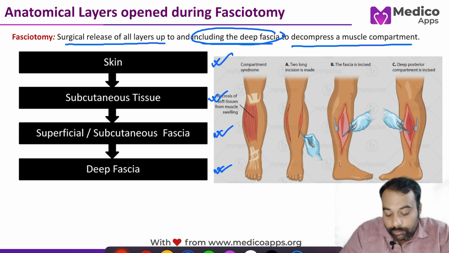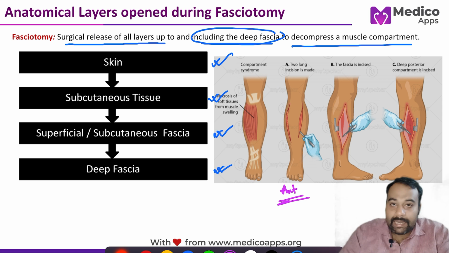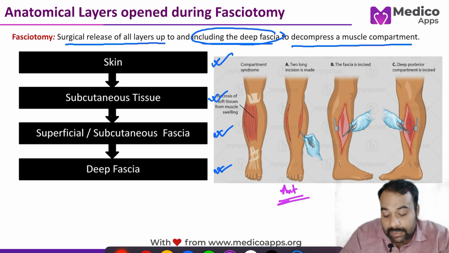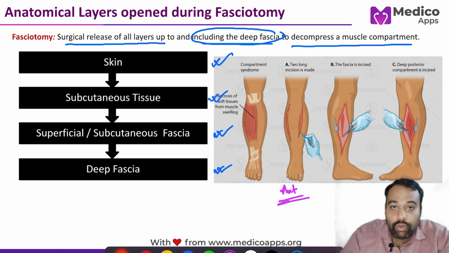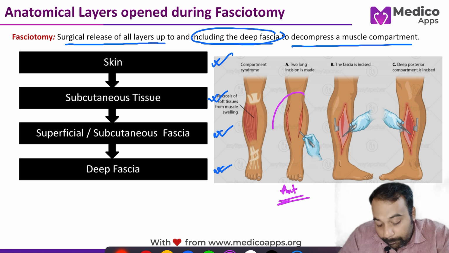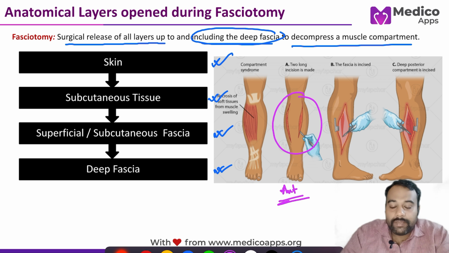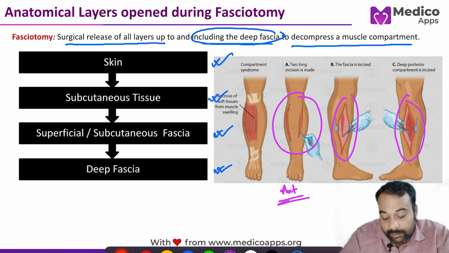So in this image you can easily appreciate that. This is your anterior compartment of the leg, right? In case of a compartment syndrome involving the anterior compartment of the leg, we basically go for a long incision. The manner of the incision has been explained in this image, and also in case of the posterior compartment or the lateral compartment, we give the incision in this way. Obviously in all the cases we need to release all layers up to the deep fascia.